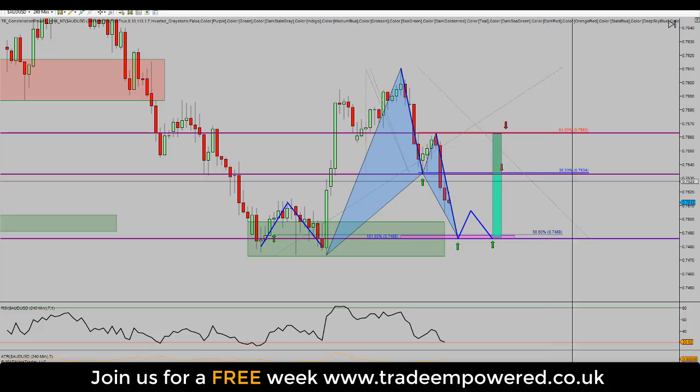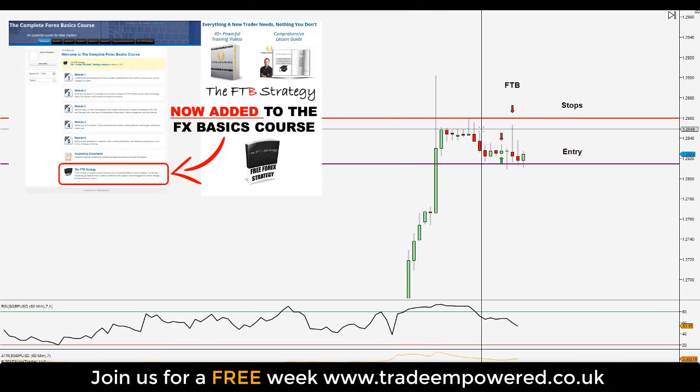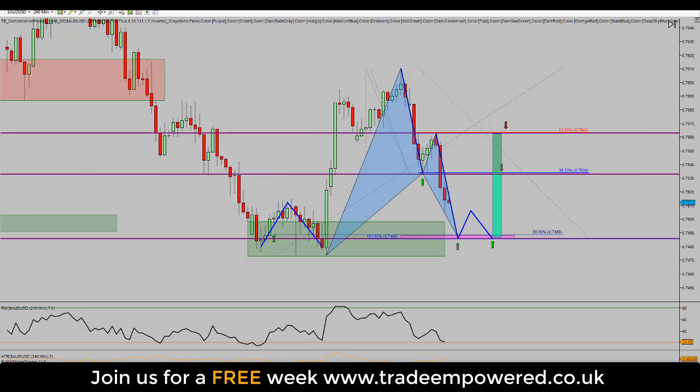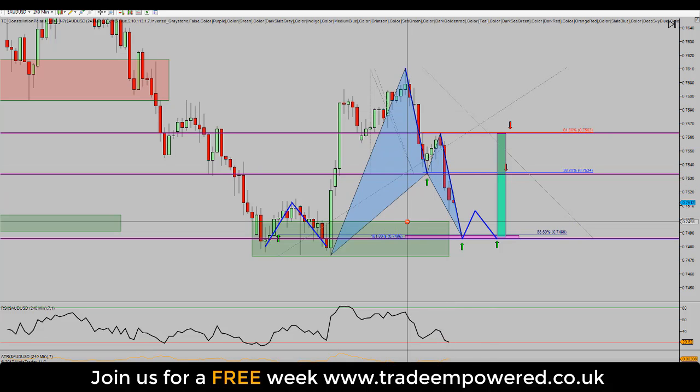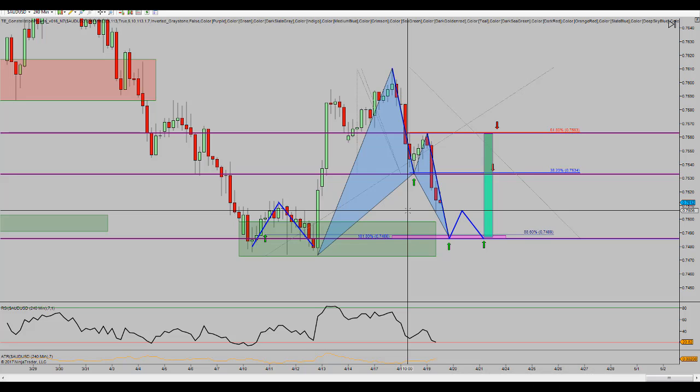A few things on the radar as well. I mean, an FTB trade on the pound dollar, and I'm still short the dollar yen, but I thought I'd share this one with you guys because it's a decent looking trading opportunity, and I'm going to sit on my hands and wait to see if it completes.